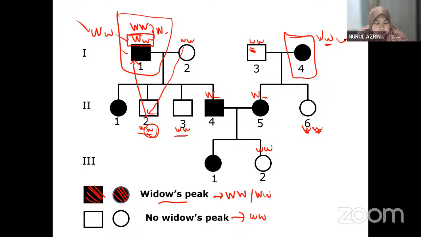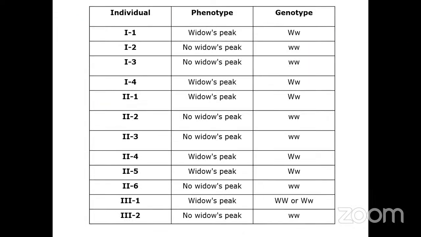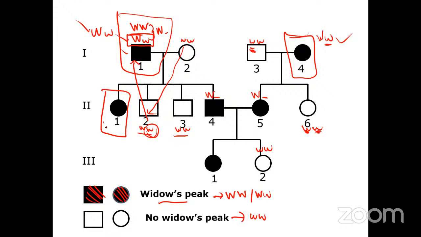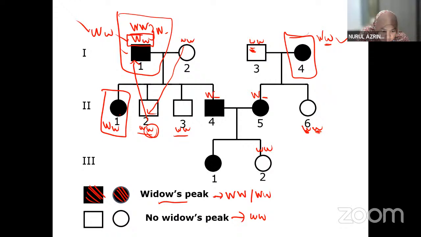Okay. What about 2-1? Sorry. Individual 2-1. Capital W, small w. Okay, let's check.